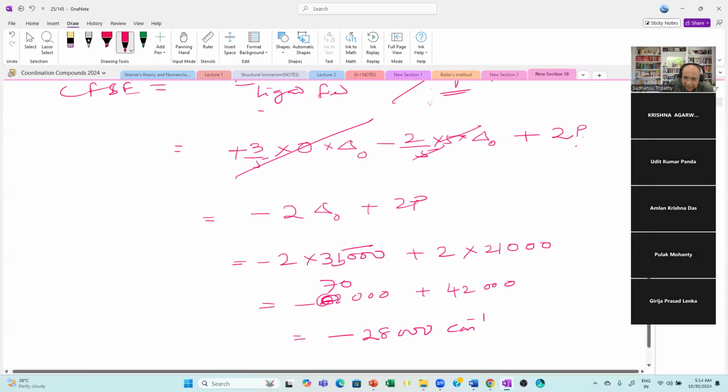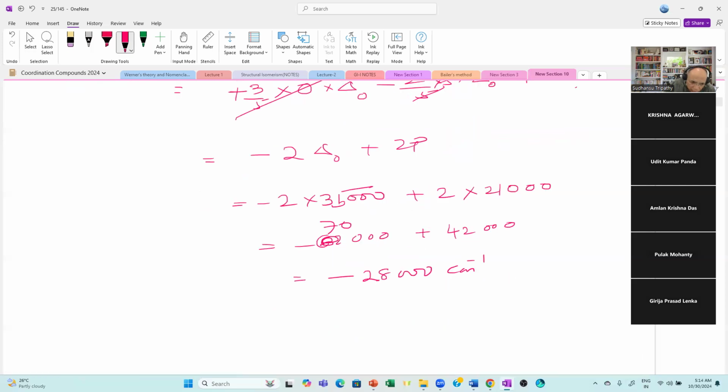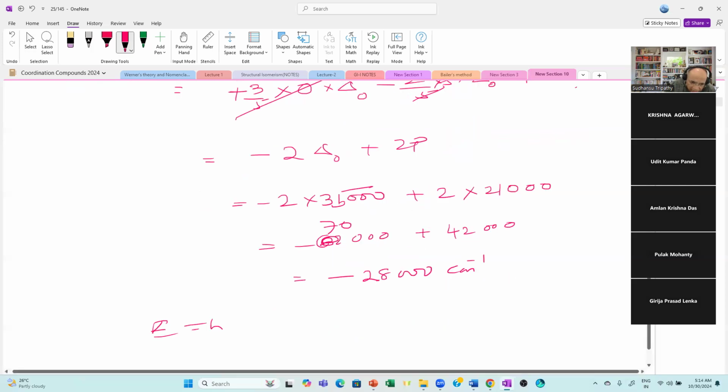And if you are asked to find the energy in terms of joule, then energy is h c nu bar, that is 6.626 or 6.627 times 10 to the power minus 34 joule second, into 3 into 10 to the power 8. Oh, this is centimeter. Let us make it 10 to the power minus 27 erg second, into 3 into 10 to the power 10 centimeter per second, and nu bar is 28,000.